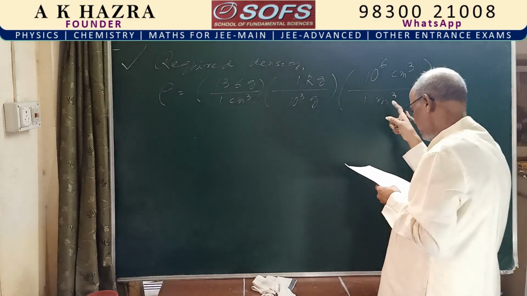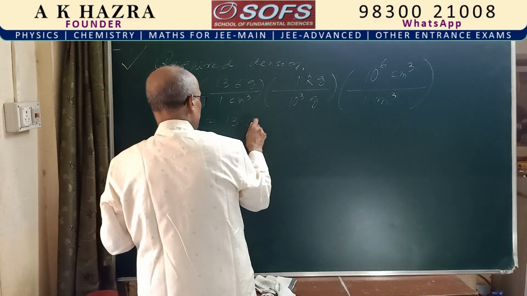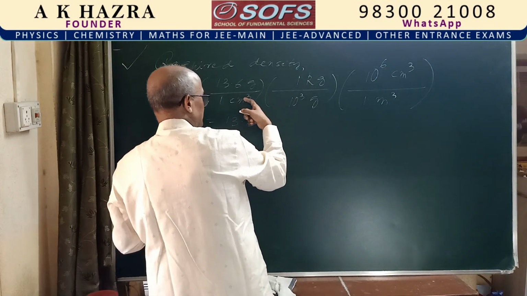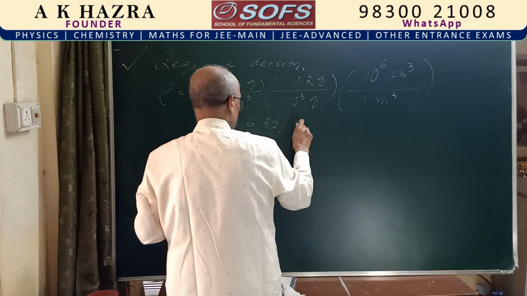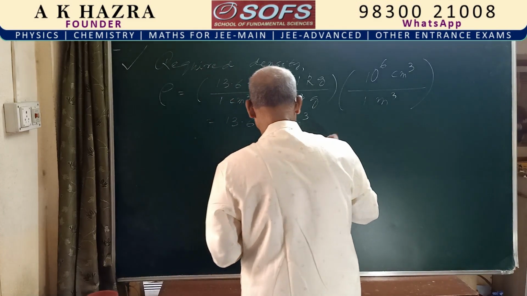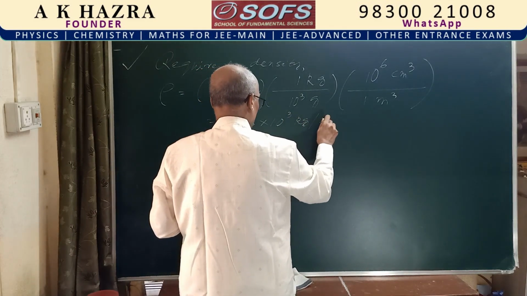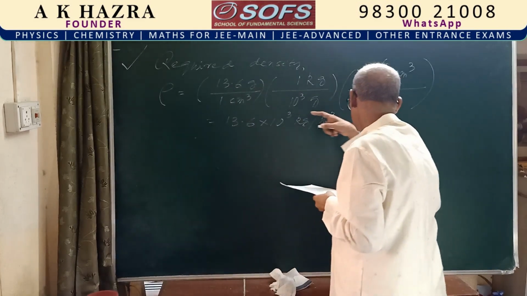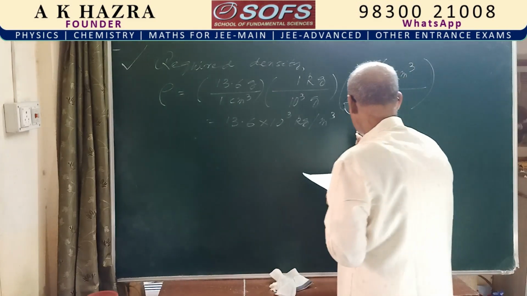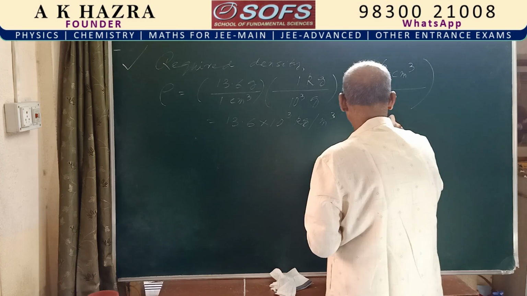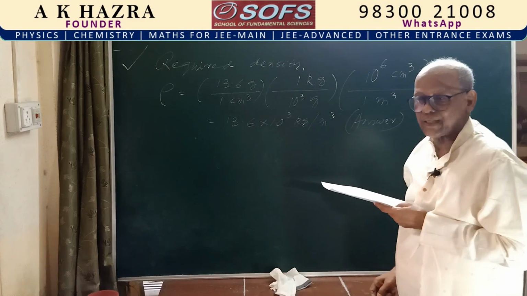So we will have kg per cubic meter, and if you compute this, it will be 13.6, gram cancels, cubic centimeter cancels. So kg per cubic meter. Answer: 13.6 and 10 to the power 6 by 10 to the power 3 means 10 to the power 3 kg per cubic meter. This is the answer. So already we have converted gram per cubic centimeter to kg per cubic meter. Now the explanation.